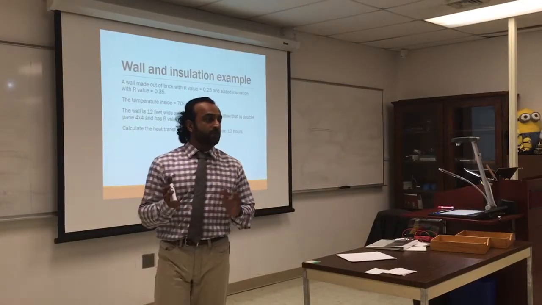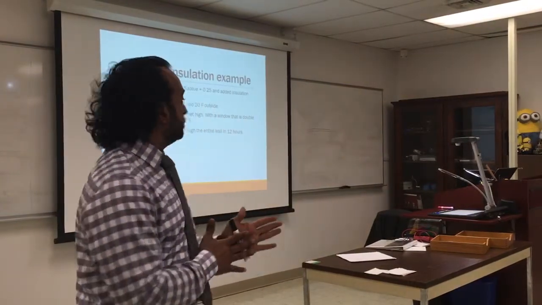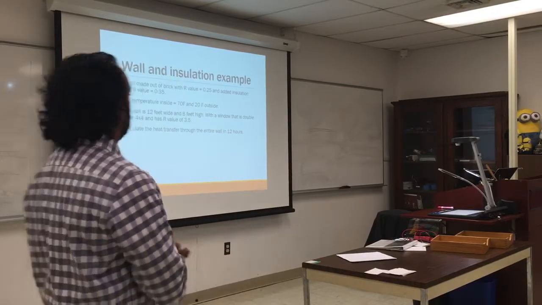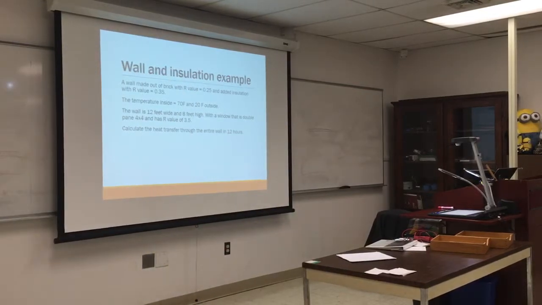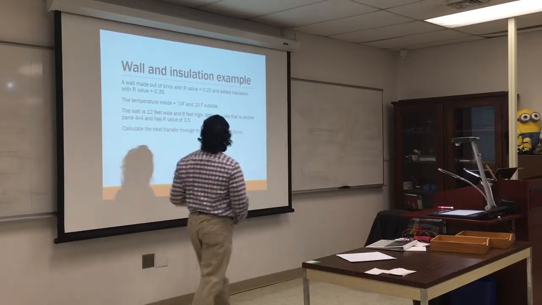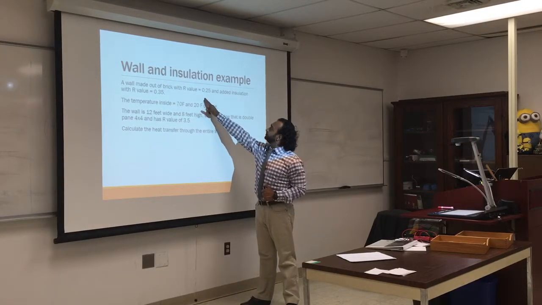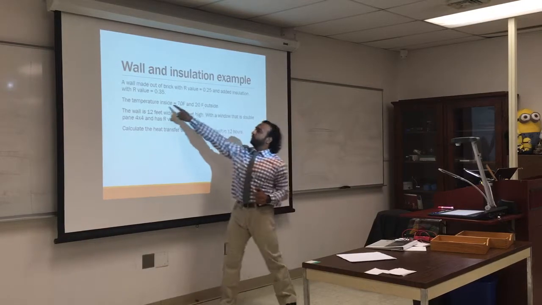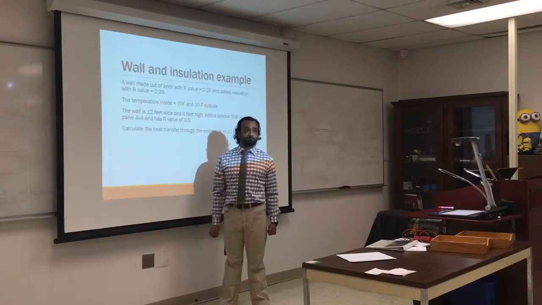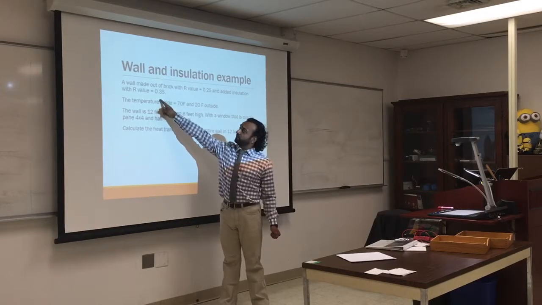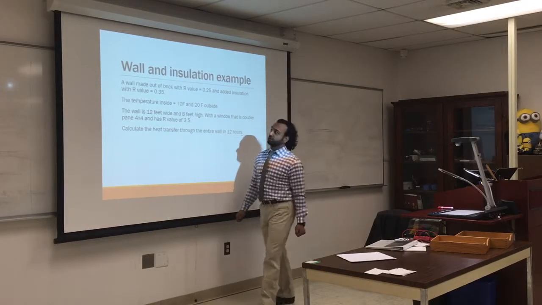Week 4, part 2, and we are calculating heat loss through a wall using the equation Q equals A times U factor times delta T. So let's look at this example. We have a wall made out of brick with an R value. We added insulation with an R value of 0.35. So we have the resistance of the wall and the resistance of the insulation.